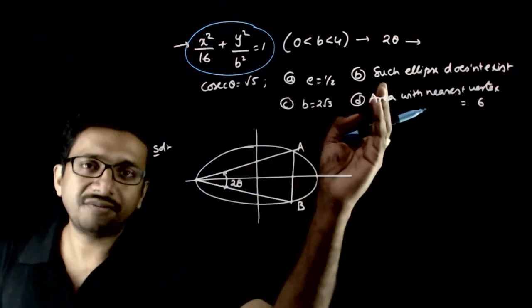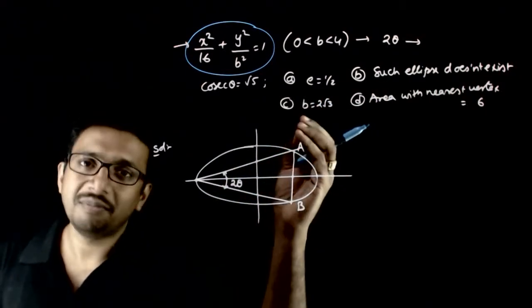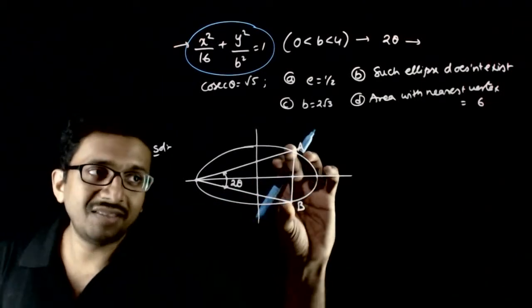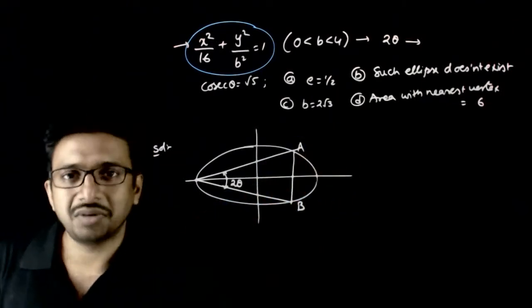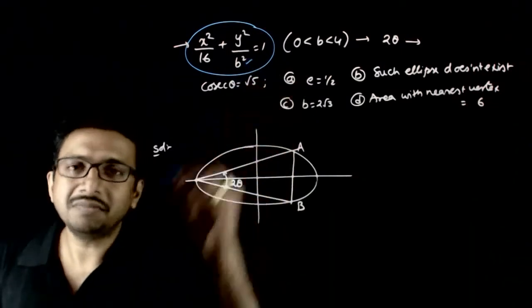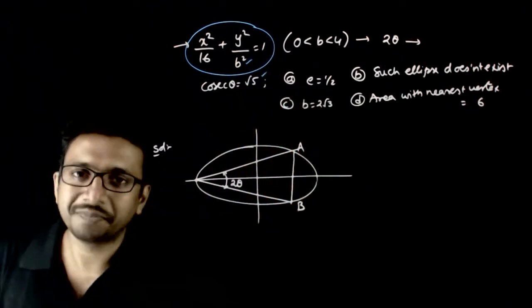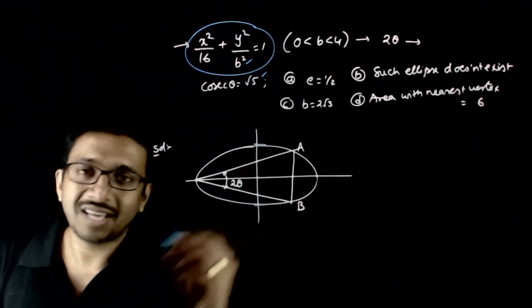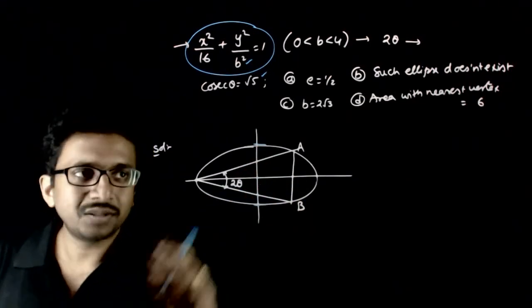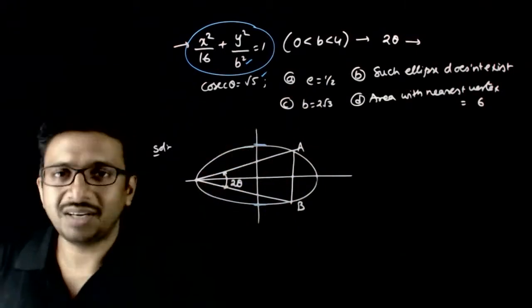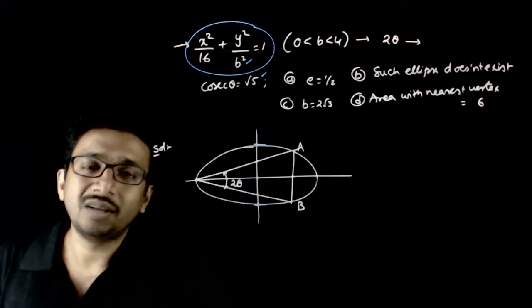e is equal to half; no such ellipse exists; b is equal to 2 root 3; and area of the triangle with the nearest vertex is equal to 6 units. So now there is one unknown in the question and there is one piece of information. The minor axis of this ellipse is unknown, so that can be found out by using this information, that is cosecant theta is equal to root 5.